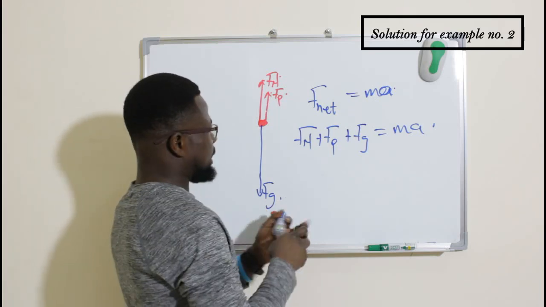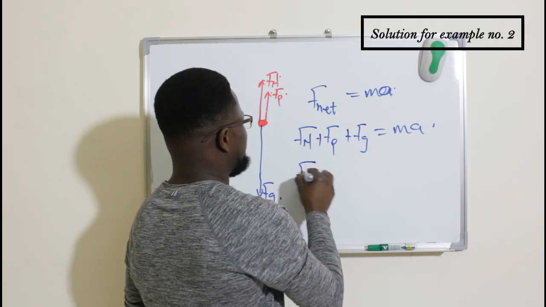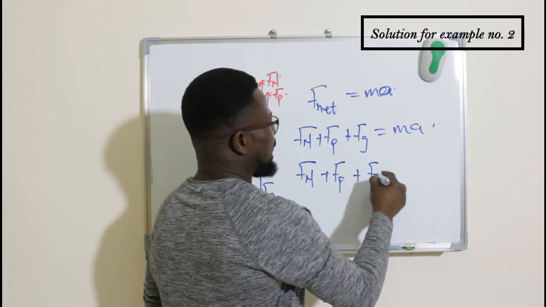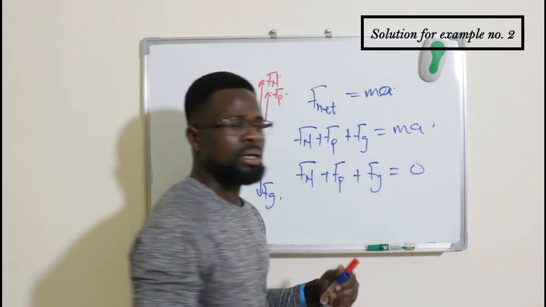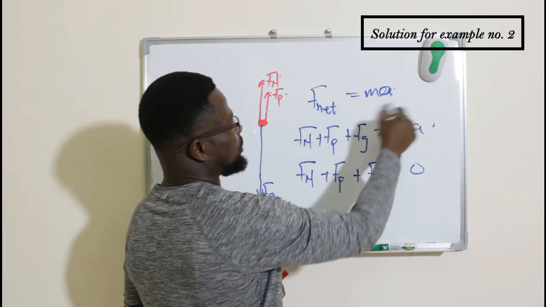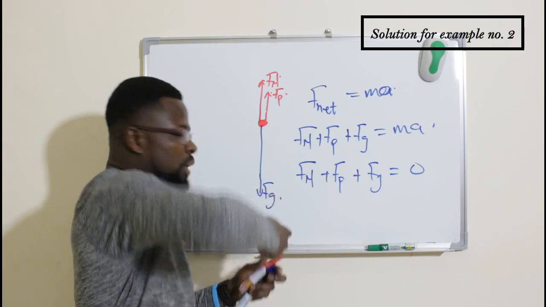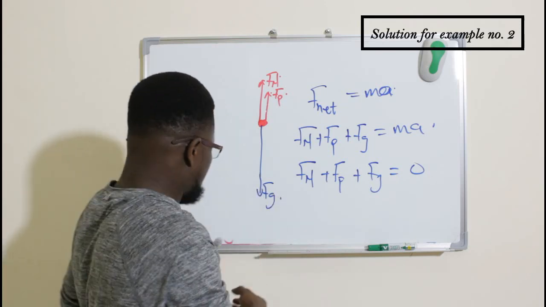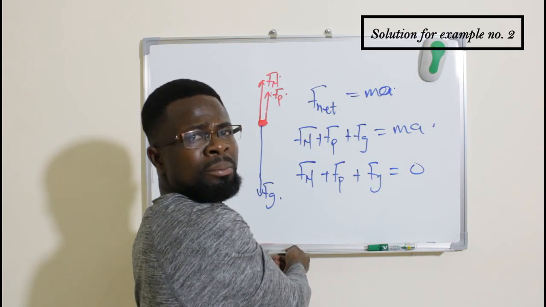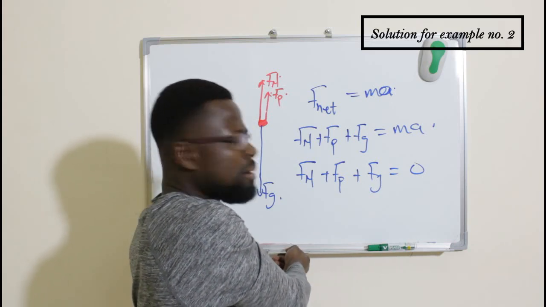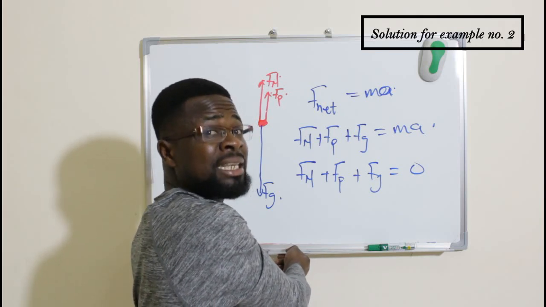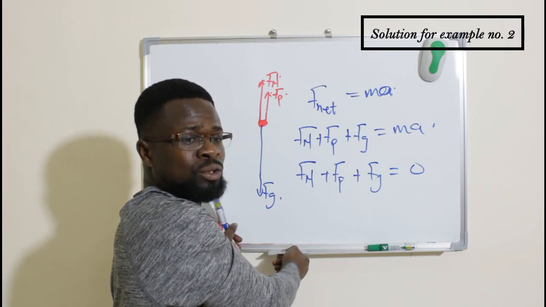So this is the same as saying F net, F pulling force plus the weight is equal to what? 0. Because I can say F net is equal to 0 here because the object is not moving. It's like I try to hold this and I'm trying to pull it, but it's not moving. I'm applying the force, but it's not moving. That is exactly what is happening, and that's what you have to think of.